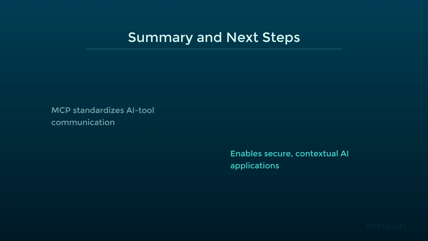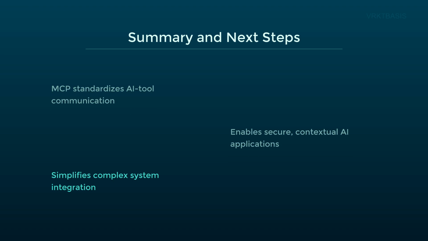So, it enables secure, contextual AI applications. This is the real payoff. By standardizing that communication, MCP ensures AI tools only access the specific data they need for a task and nothing more. So instead of a generic chatbot, you can build an assistant that securely knows your company's sales data, providing relevant answers without exposing the entire database. And that secure, contextual AI is built on a solid foundation of data.